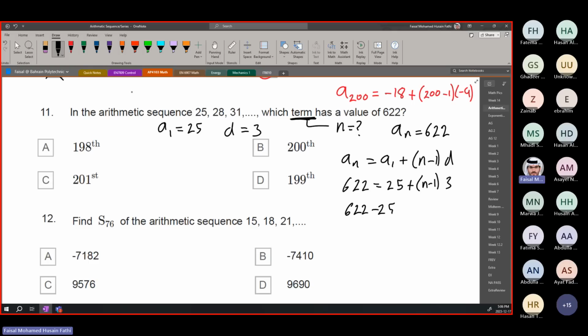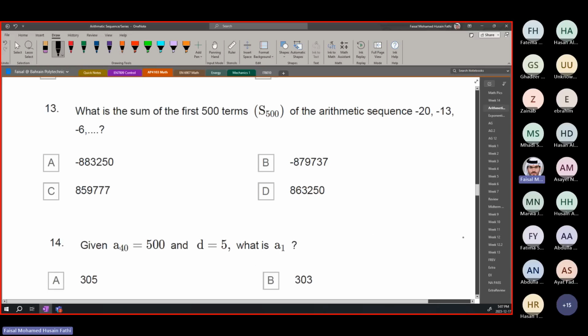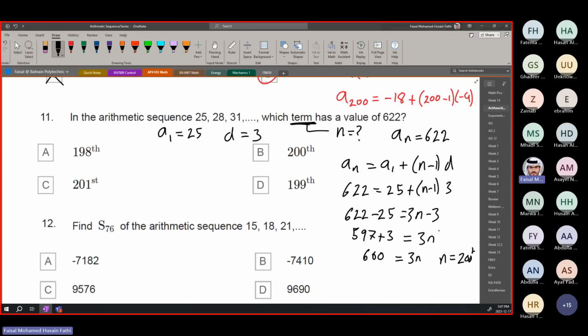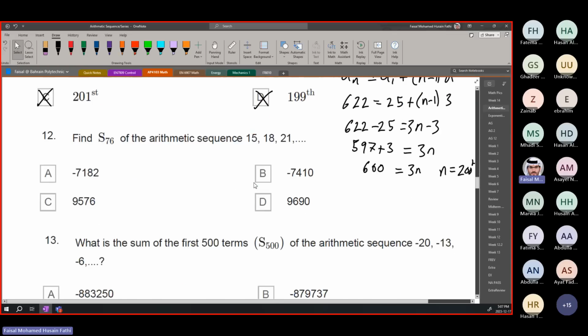622 minus 25 is equal to 3n minus 3. I'm just skipping steps very quickly just to do the solution. So 597 plus 3, because I'm just taking the 3 to the other side, is equal to 3n. 600 is equal to 3n. N is equal to 600 divided by 3, which is 200. So it's the 200th term. All right? 200th term. It's not the 198th. It's not 201st. It's not the 199th. It's the 200th term. Okay?